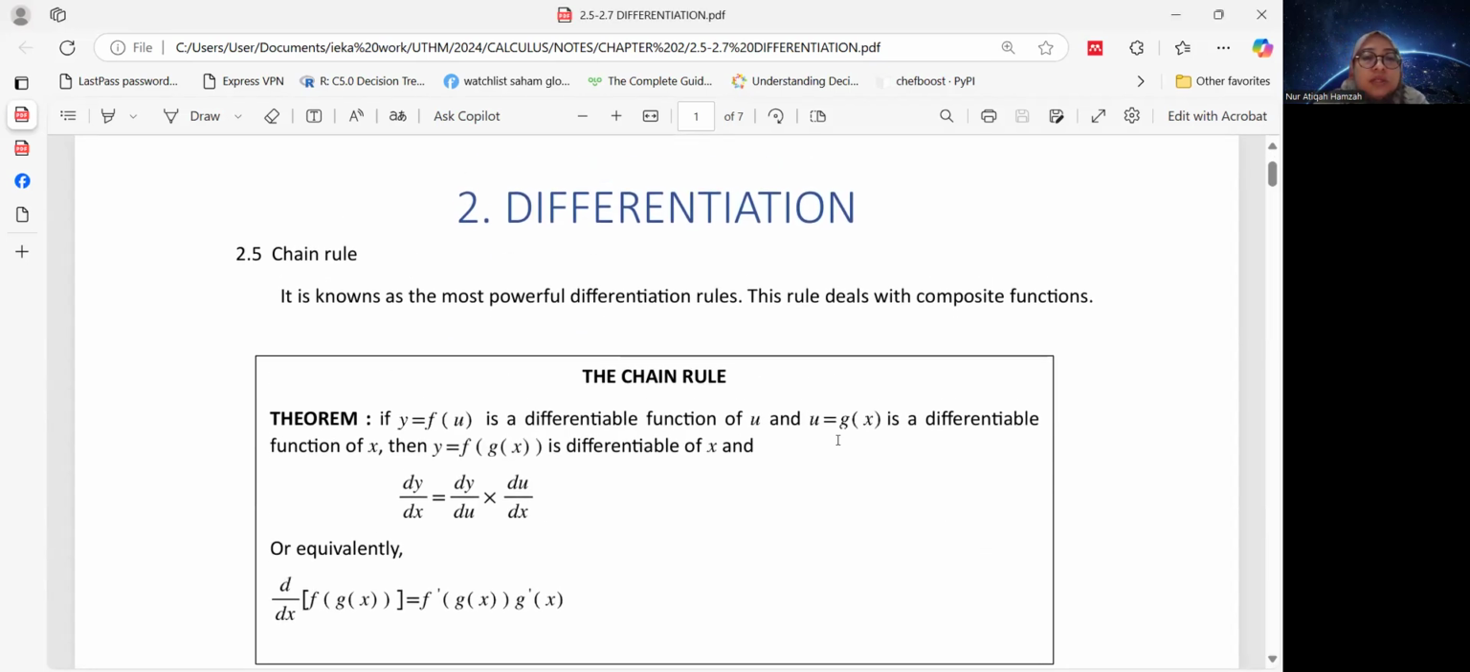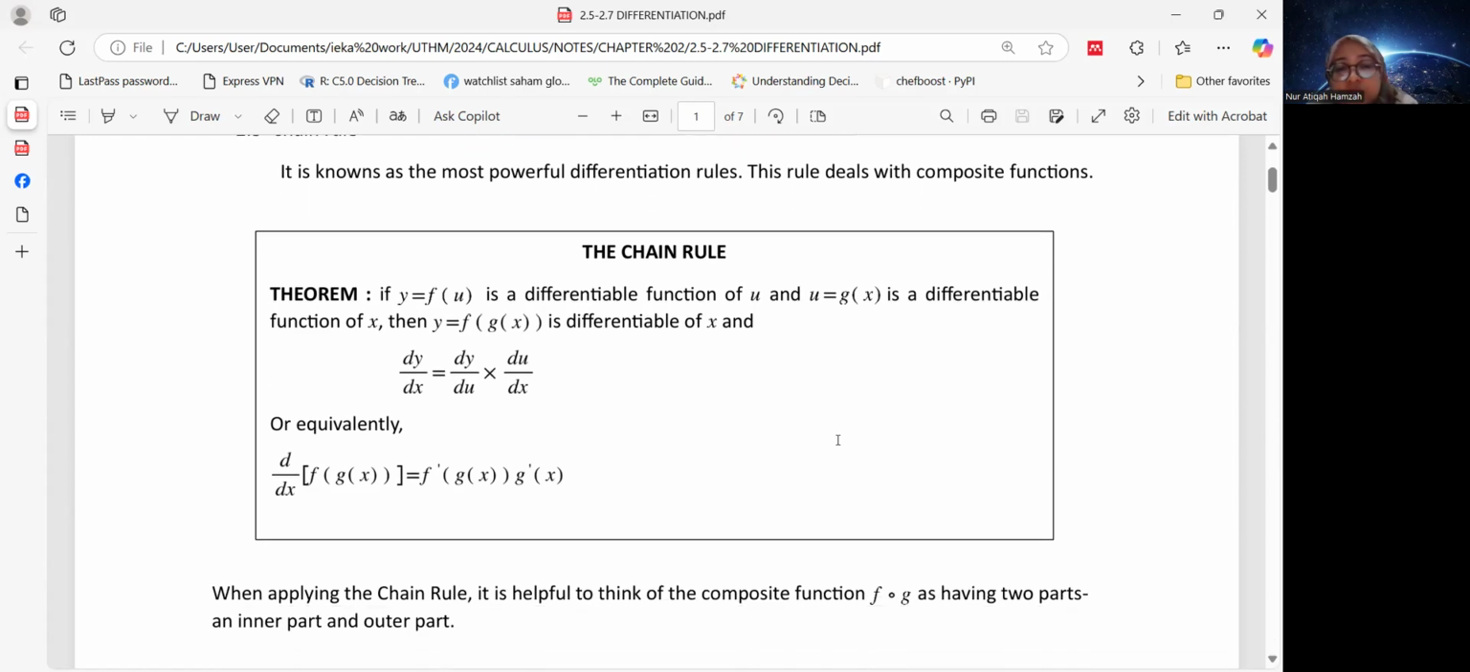The chain rule is known as the most powerful differentiation rule. This rule deals with composite functions. So if y is equal to f(u) is a differentiable function of u and u is equal to g(x) is a differentiable function of x, then y is equal to f(g(x)) is differentiable of x, and dy/dx is equal to dy/du times du/dx.